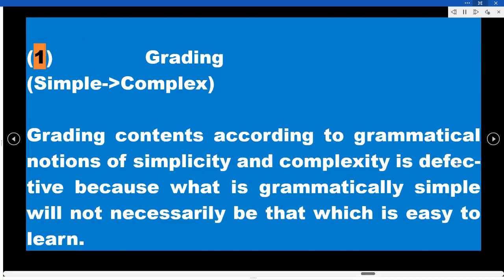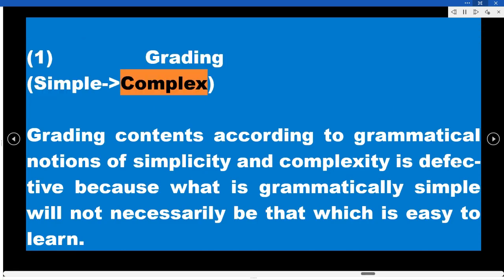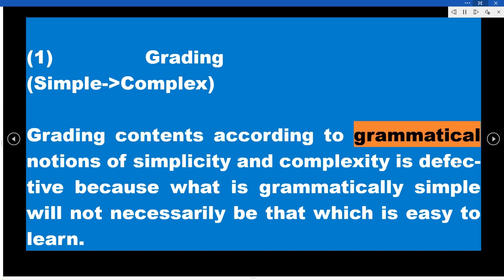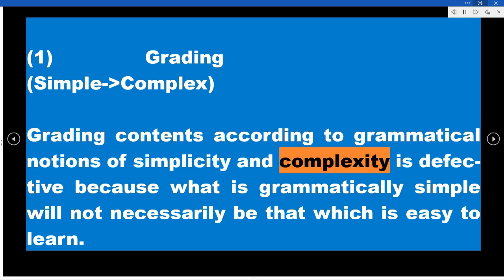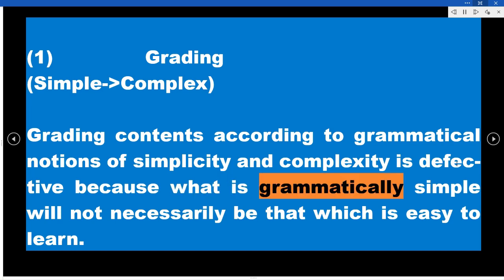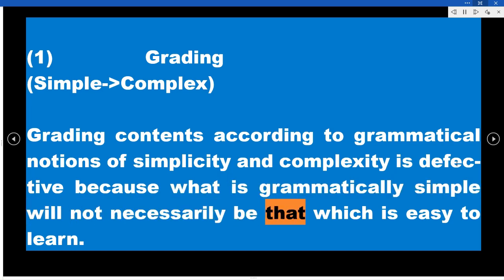Criticism. 1. Grading, simple and complex. Grading contents according to grammatical notions of simplicity and complexity is defective because what is grammatically simple will not necessarily be that which is easy to learn.